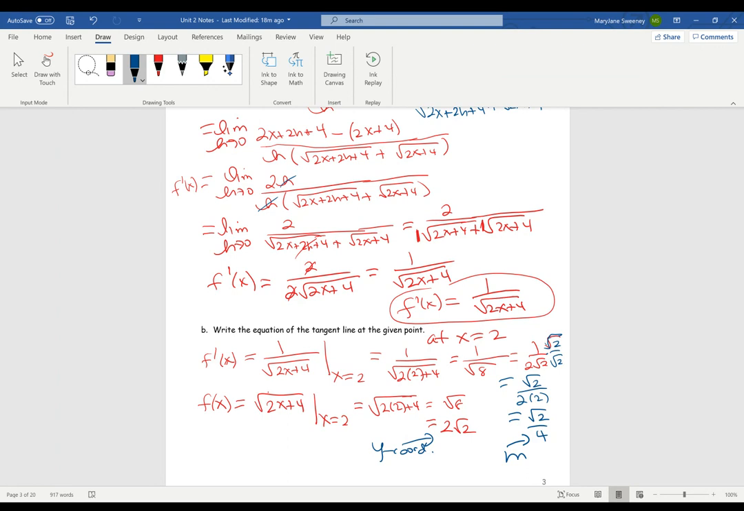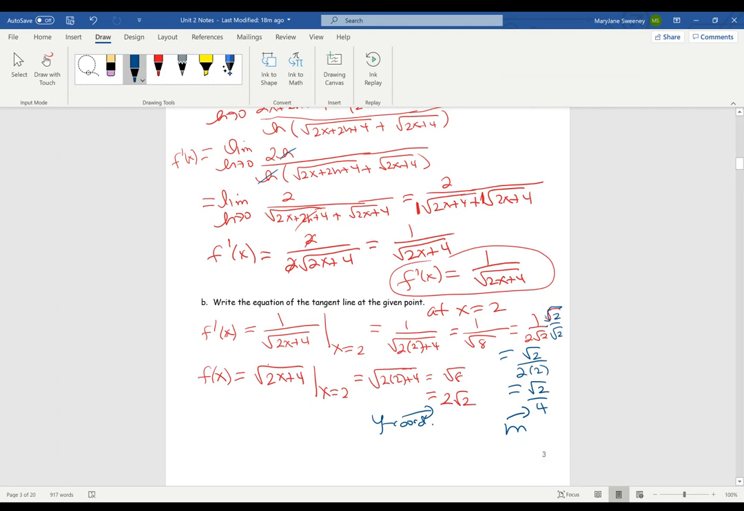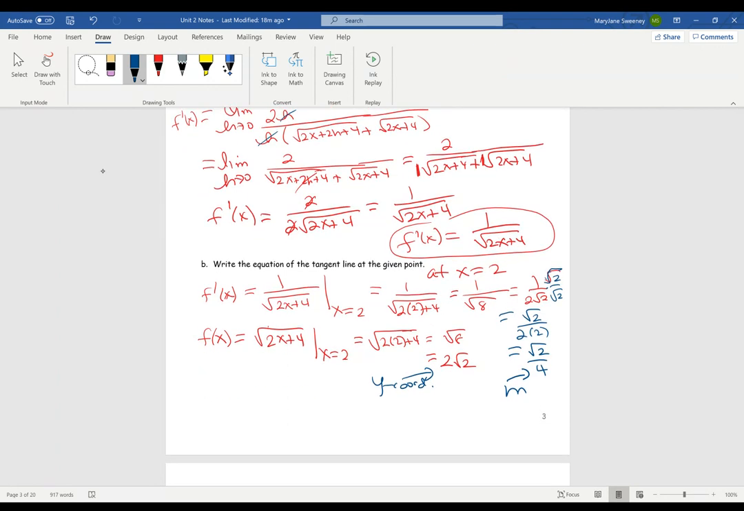This is the slope. So my line goes y minus the y coordinate equals m parenthesis x minus the x coordinate.